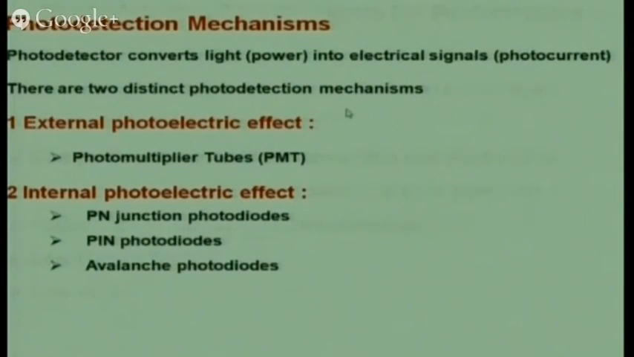The photo detection mechanism is again based on the photoelectric effect. The photoelectric effect says that if a photon has an energy which is higher than the band gap energy or the binding energy of the electron, it can liberate that. That is what the photoelectric effect is. One is the external photoelectric effect, which is used in the photomultiplier tube. I will not be touching this because the course is on fiber optics. Another one is the internal photoelectric effect, wherein PN junction photodiodes, pin photodiodes, or APDs make use of it.